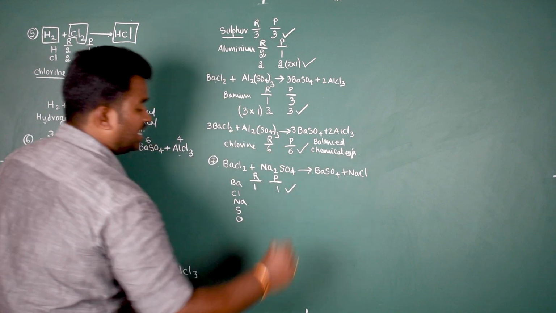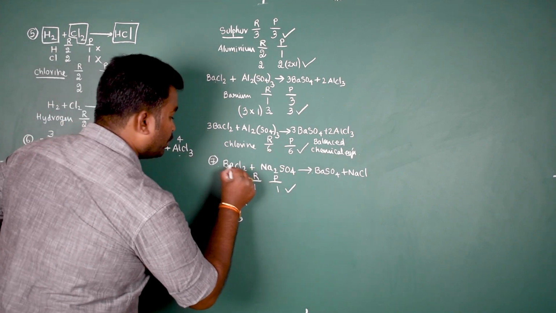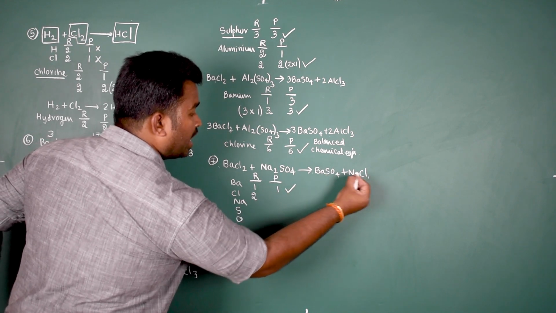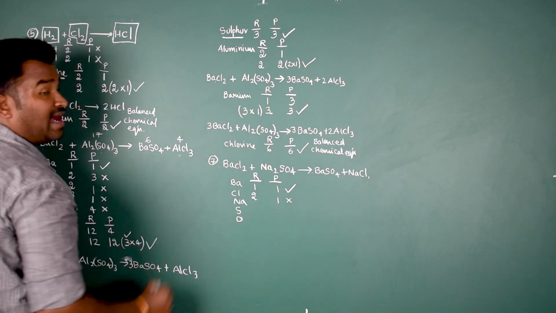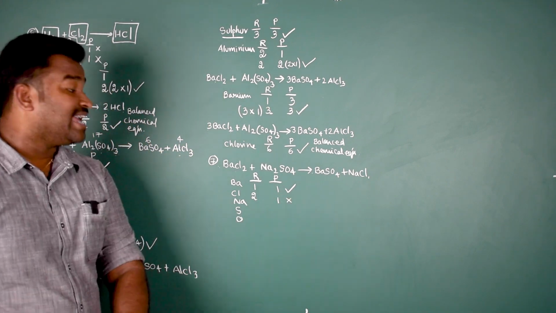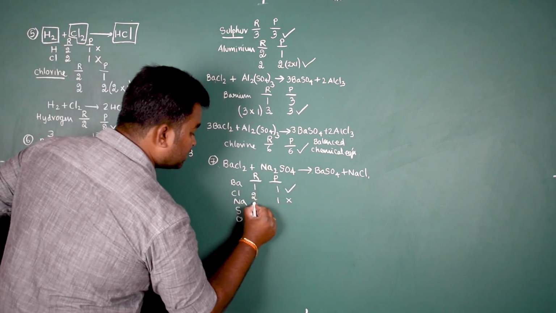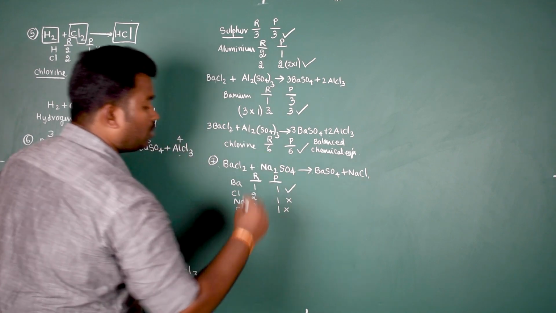So barium is balanced. Then how about chlorine? Here it is 2 into 1, 2 chlorines. Here you have 1 into 1, only 1 chlorine, but it is not balanced because they are unequal on the product and the reactant side. Then sodiums, 1 stoichiometric coefficient into 2, that is 2 sodiums. Here there is only 1 sodium. So sodiums are also not balanced.